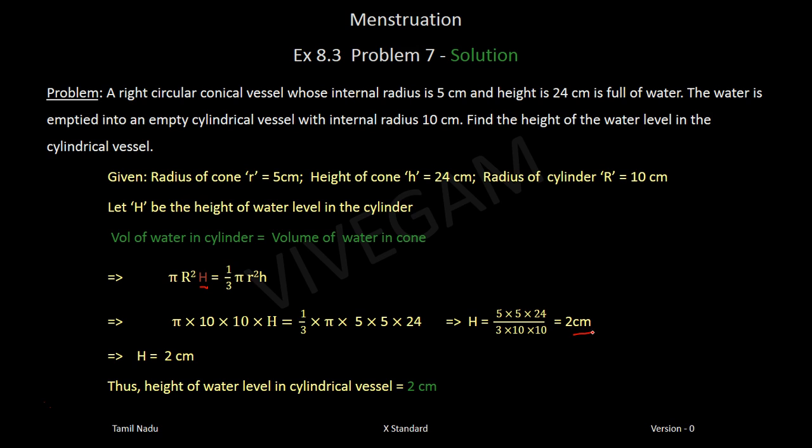So the height is 2 cm. So the height of the water level in the cylindrical vessel will be equal to 2 centimeters. So only up till that level it will get filled up.